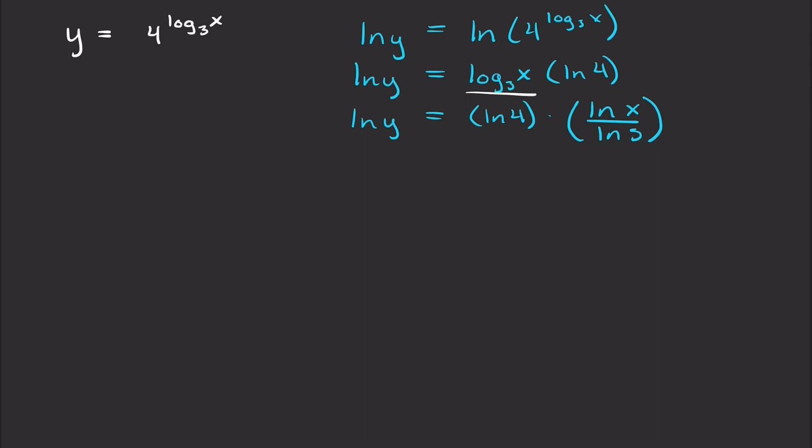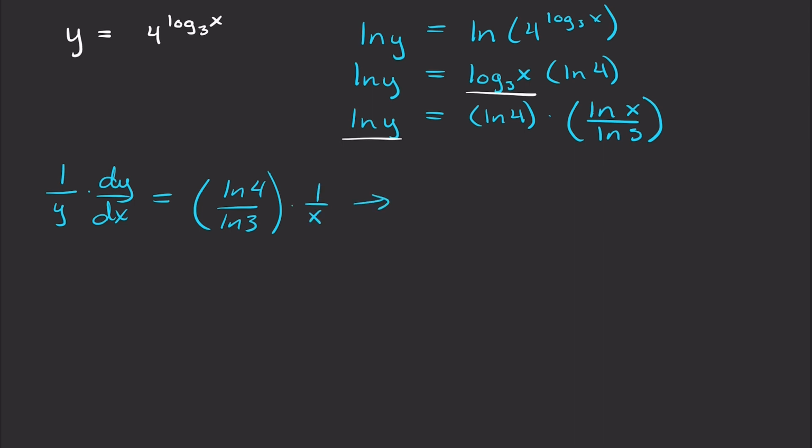Okay, so now I can take my derivative of both sides, but this is natural log of y, not just y. So we need to use implicit differentiation or logarithmic differentiation. So this becomes 1 over y times dy/dx equals, this is just a number out in front. So natural log of 4 and natural log of 3 just come out front. And the derivative of the natural log of x is just 1 over x.